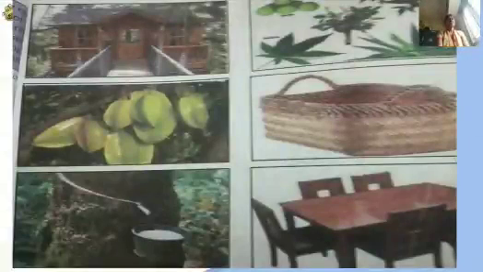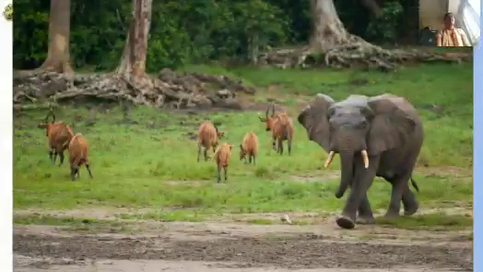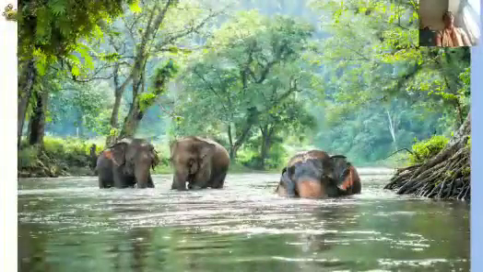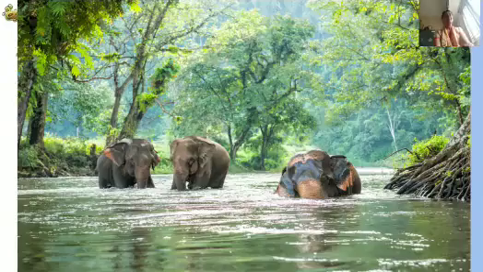So can you see this picture? The forest gives us fruits, vegetables, timber, wood, medicinal plants, etc. And it gives habitat for wild animals and birds. Not only the shelter for wild animals, but it gives the necessary food and water for wild animals and birds.